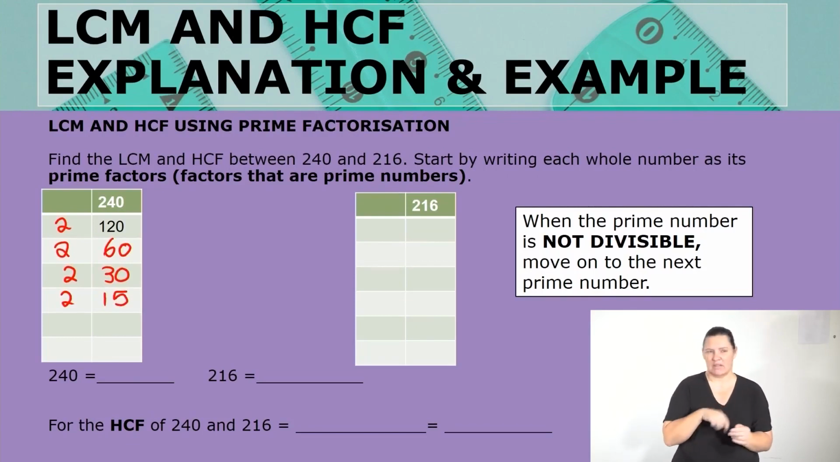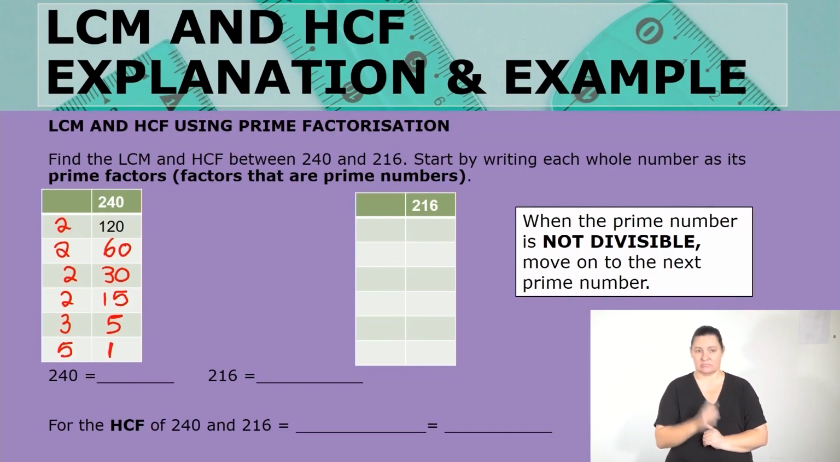Now we want to divide by 2, but because 15 is not divisible by 2, we move on to the next prime number, which is 3. So 15 divided by 3 is 5. And then again, 5 is not divisible by 3, so we move on to the next prime number, which is 5. And 5 divided by 5 is 1. When you get to 1, you know that you are finished. So how do we present 240? As the prime factors, we are going to say 2 times 2 times 2 times 2 times 3 times 5.